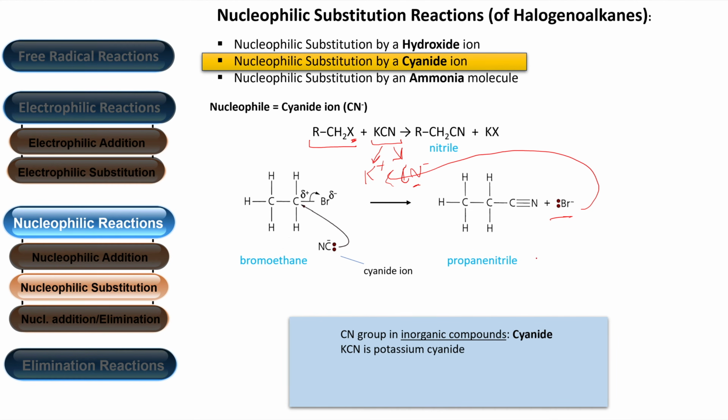Please be aware that the CN group in inorganic compounds is called cyanide. For example, KCN is called potassium cyanide, while the CN group in organic compounds is called nitrile. For example, CH3CH2CN is propanenitrile.